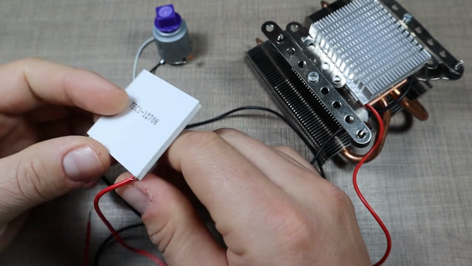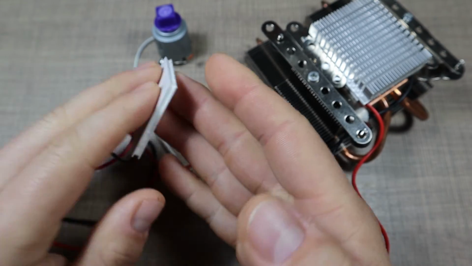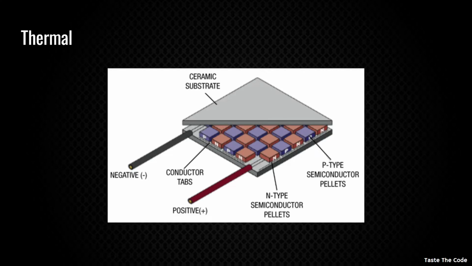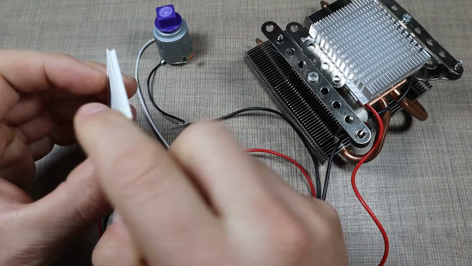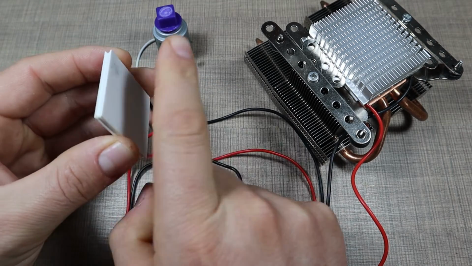where I'll be using a Peltier element. So a Peltier element has two ceramic plates on each side with some semiconductors in between. And when we apply some voltage, one of the sides would get cold and the other one would get hot. So basically it's moving heat from one side to the other.